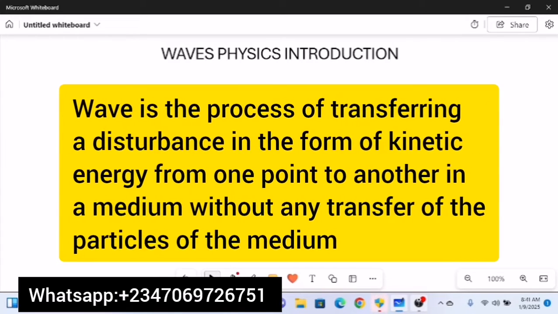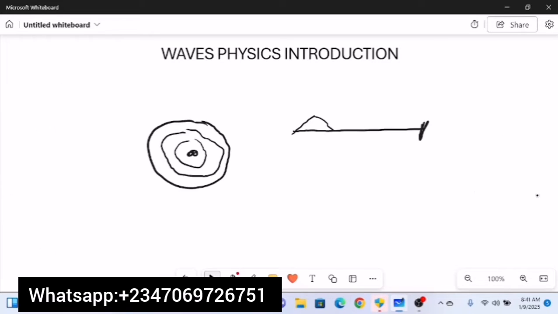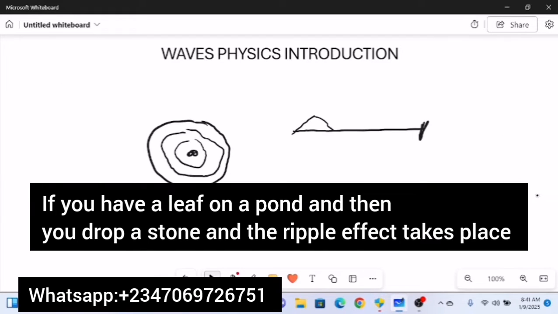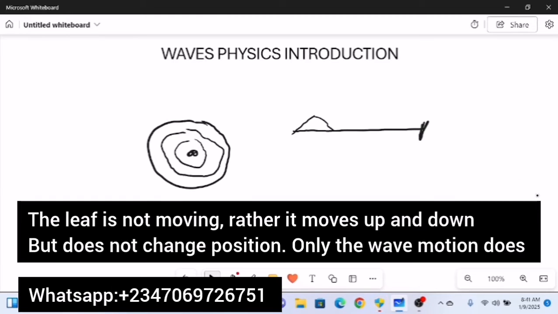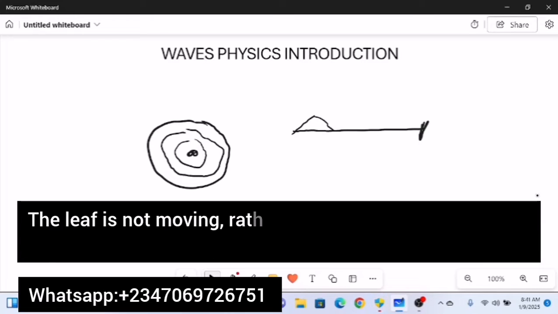Waves can simply be defined as a process of transferring a disturbance in the form of kinetic energy from one point to another in a medium without any transfer of the particles of the medium. So that explains the reason why if you have a leaf on a pond and then you drop a stone and this ripple effect takes place, that leaf is not moving away, rather the leaf moves up and down but does not change position. Only the wave motion changes position.